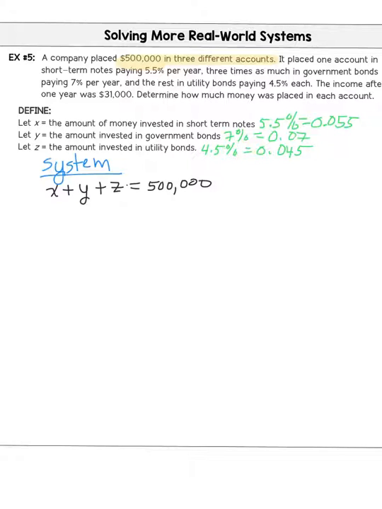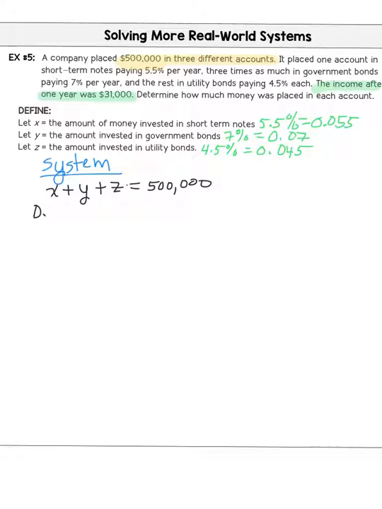Okay, but here's the key. Let's get my highlighter. The income after 1 year was $31,000. So how do you get income on investment amounts? You're going to take the amount and multiply it by the investment rate.